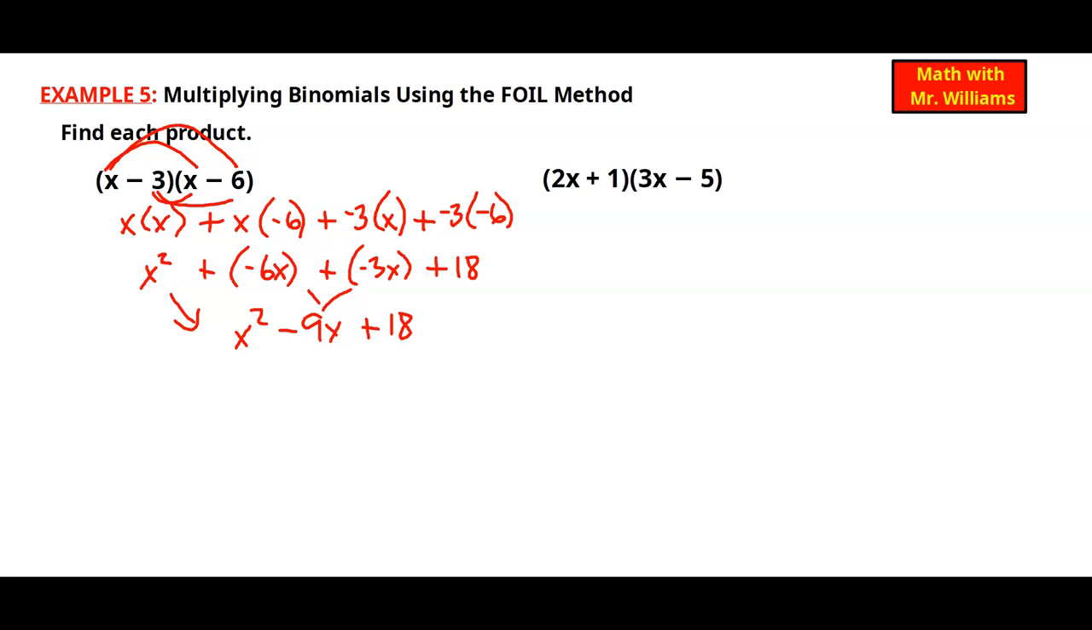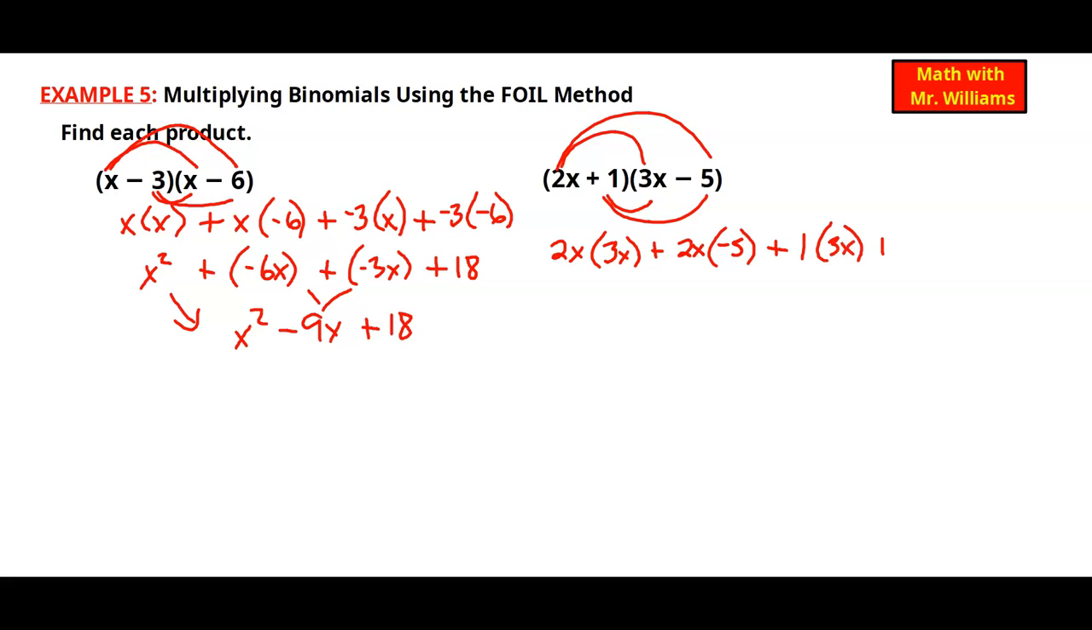All right, on to the second one. So the same thing, we're going to multiply the first terms, and then we're going to multiply the first to the last, and then we're going to multiply our inner terms, and then our last terms. All right, so let's go ahead and write those out. So we have 2x times 3x plus we have 2x times a negative 5 plus, then we have 1 times 3x plus 1 times a negative 5.